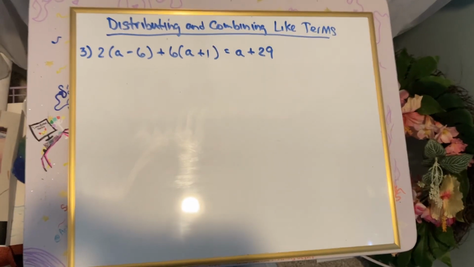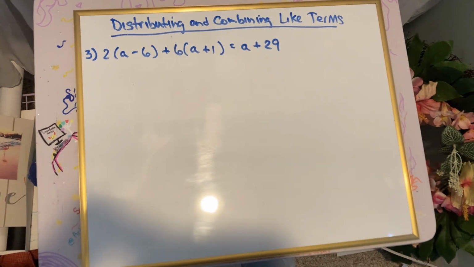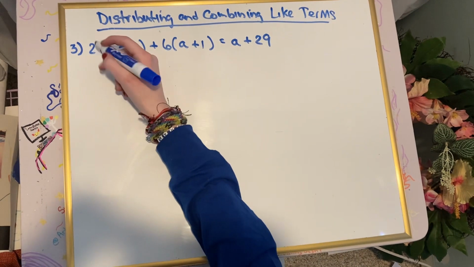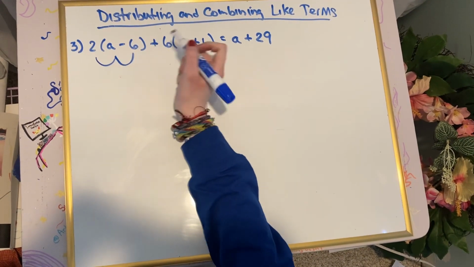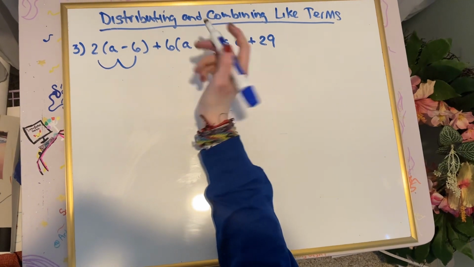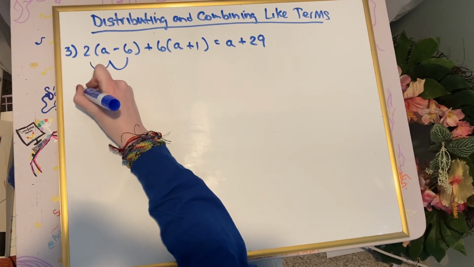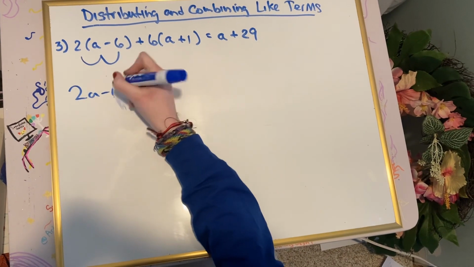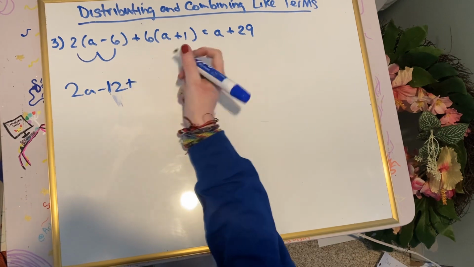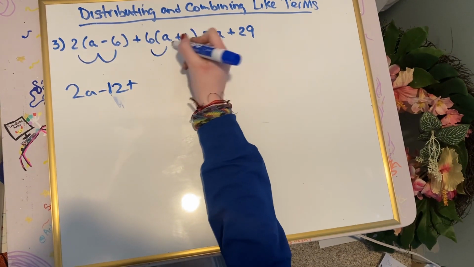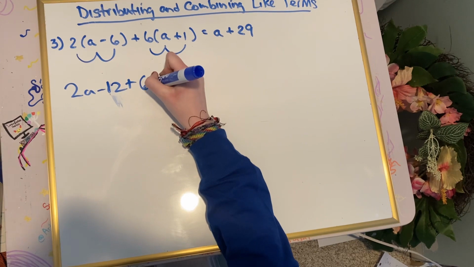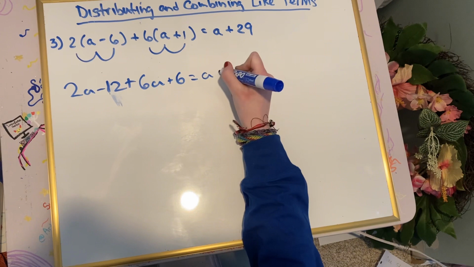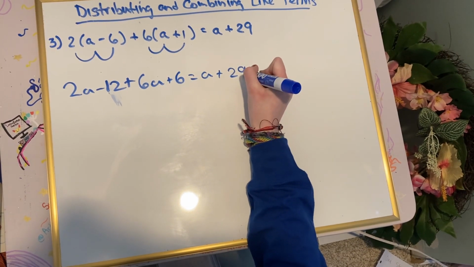And now for our final equation for the video. So first what we're going to do is distribute 2 into a and into 6, or negative 6 actually. So now it is 2a minus 12 plus, now we have to distribute 6 into these, which will be 6a plus 6 equals a plus 29.